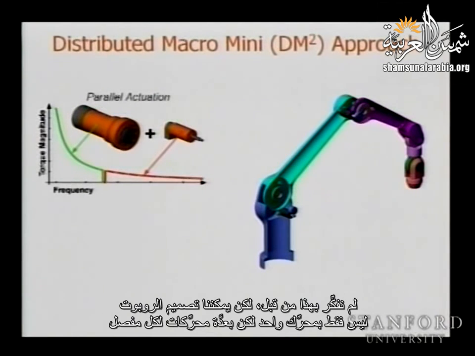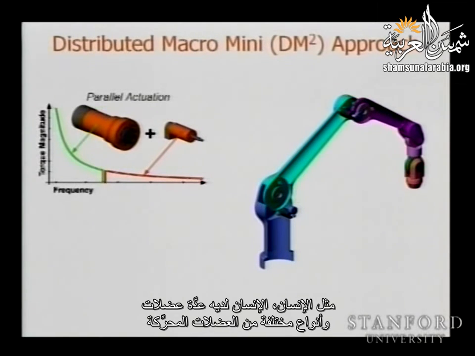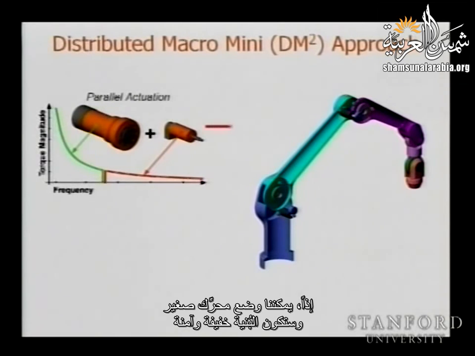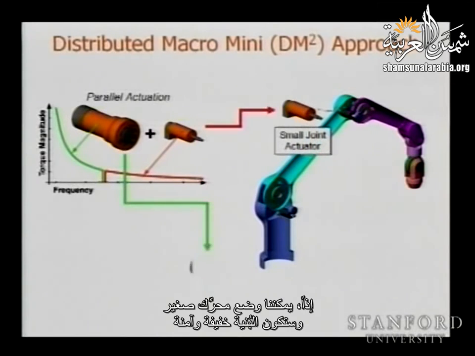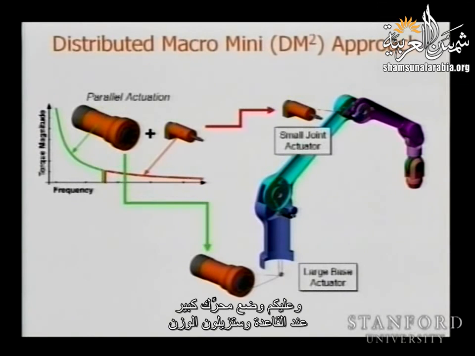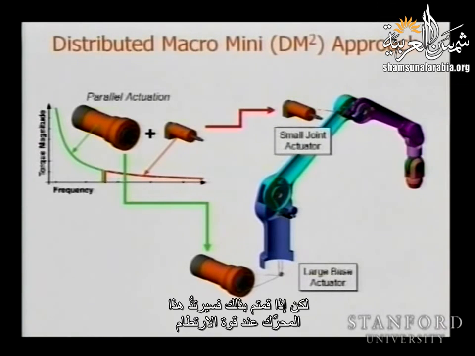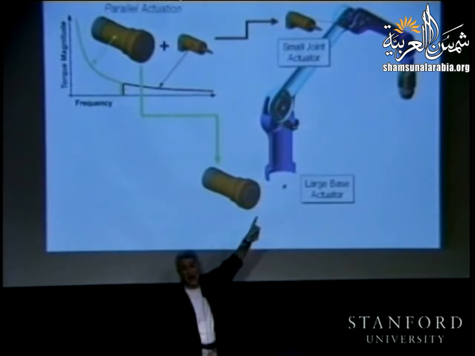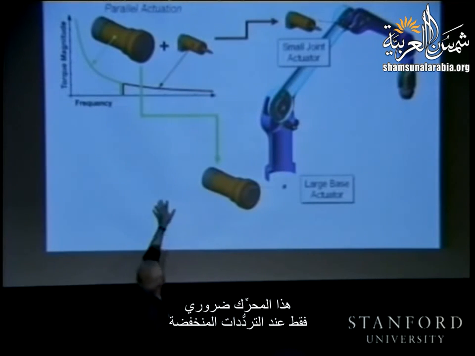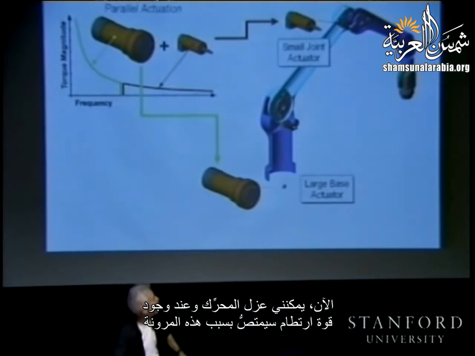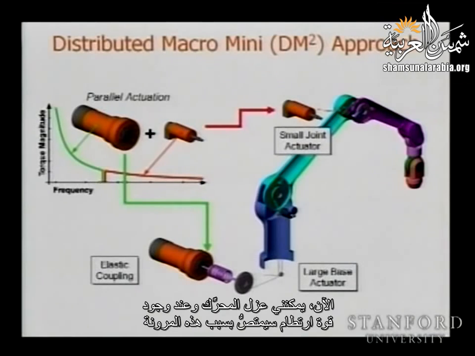We never think about it, but we can design the robot not with one motor, but with multiple motors for each joint. Like humans have multiple muscles actuating, and actually different types of muscles. So you can place a small motor, the structure will be light, very safe, and you put a big motor at the base, you remove the weight. But if you do this, actually this motor will be reflected at the impact force. But I said this motor is only needed at low frequencies. So now I can isolate the motor. When I have an impact force, it will go through this elasticity.